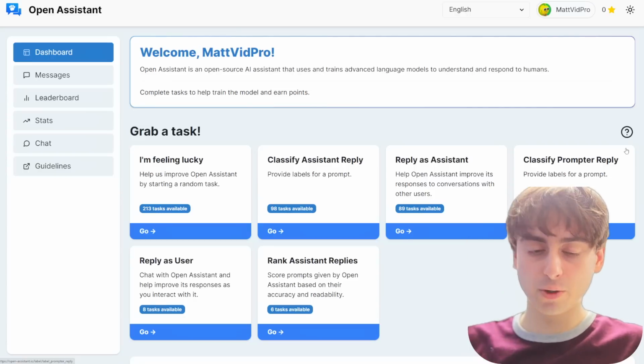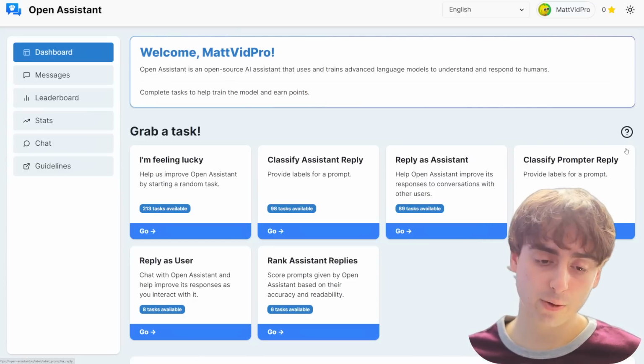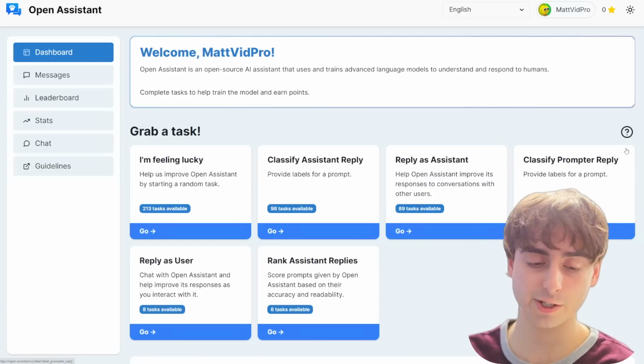Alright viewers, welcome to the OpenAssistant dashboard. When you log in with either a Google or a Discord account, this is where you will be brought.